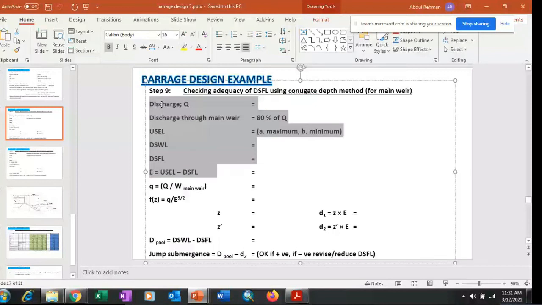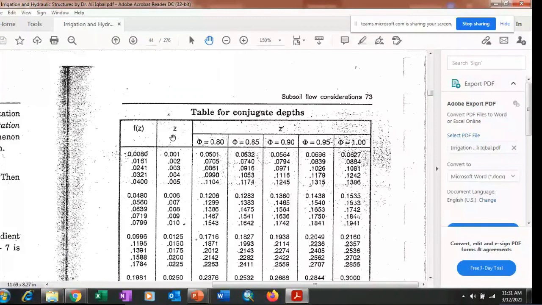q is the specific discharge, Q over width. Fz is small q, discharge over E. Z is seen from the tables, and D1 is the product of Z into E. Similarly, Z dash for C, this Z dash for phi is equal to 1. Z and Z dash are seen for the Fz value. D2 is calculated by Z dash into E.